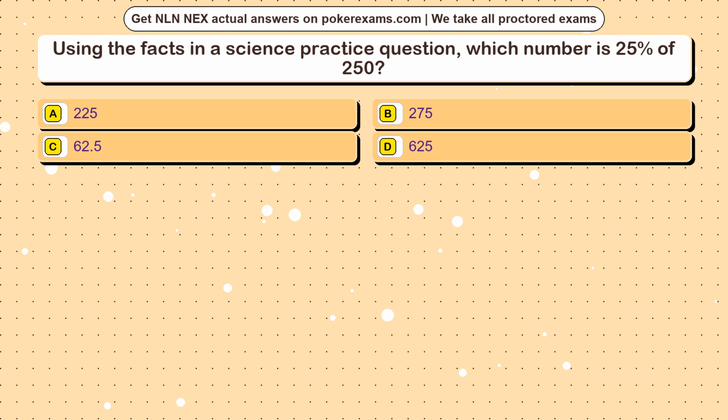Question 16. Using the facts in a science practice question, which number is 25% of 250? Option A, 225. Option B, 275. Option C, 62.5. Option D, 625.